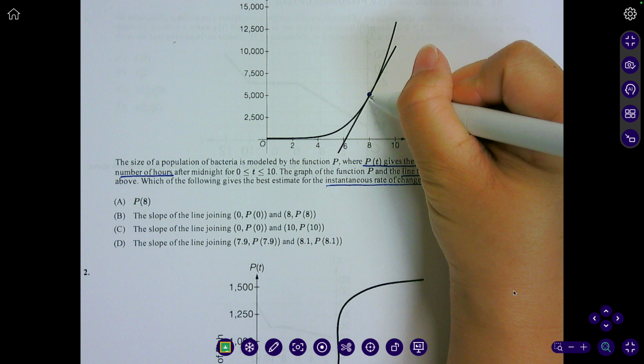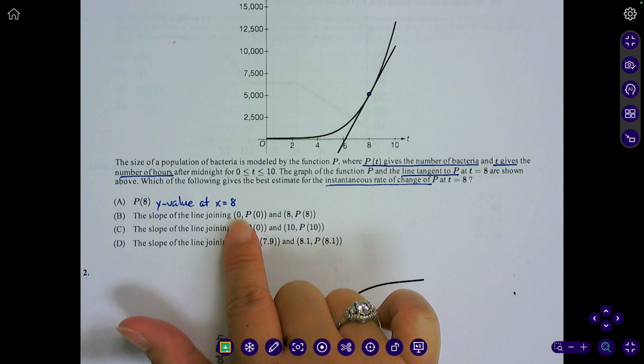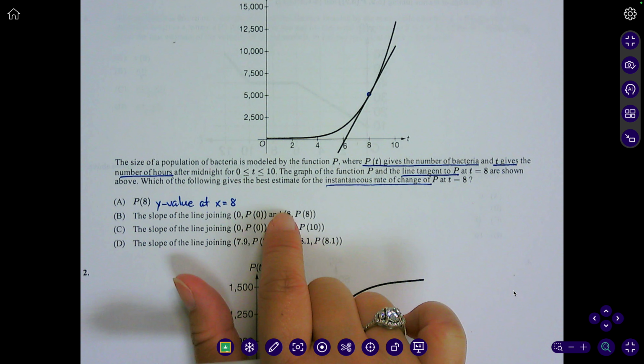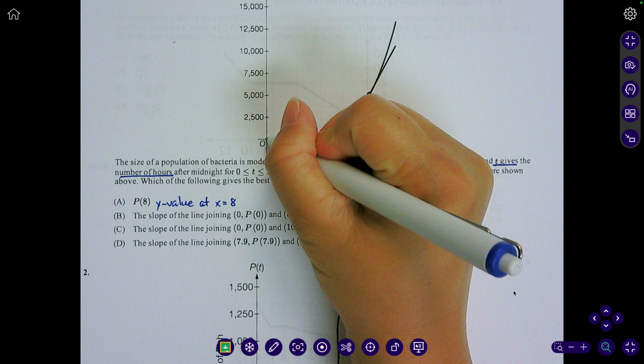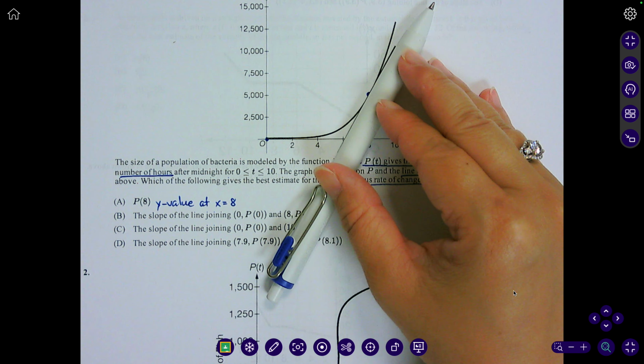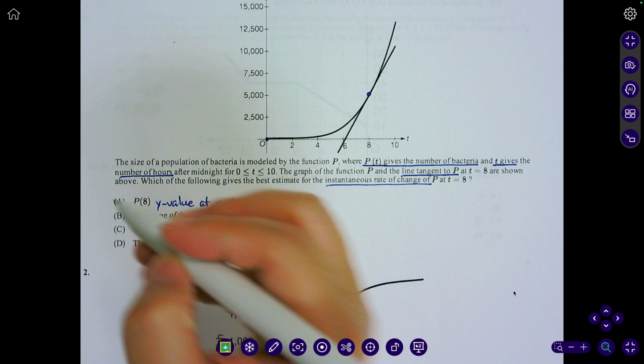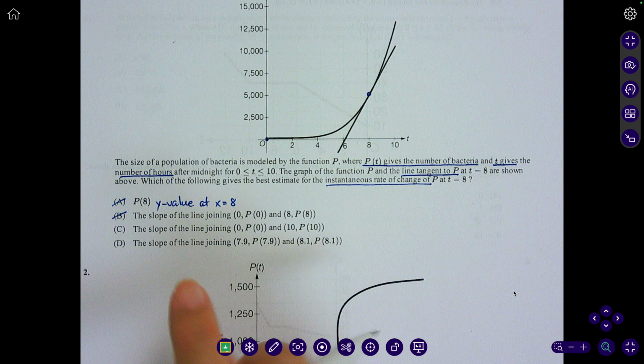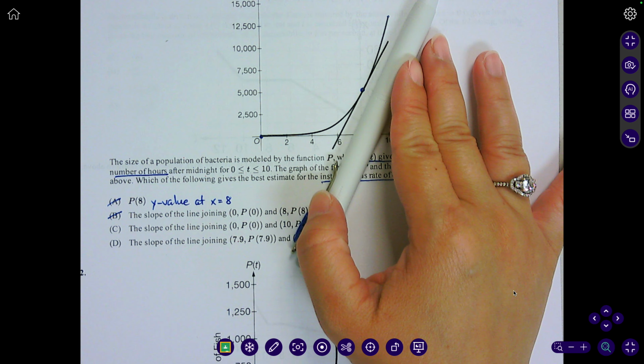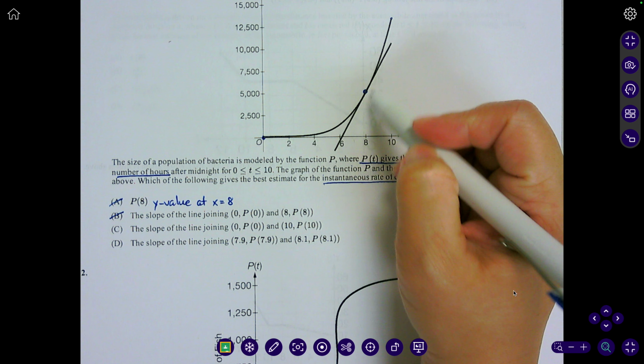I don't want to use B because I'm using point 0 and 8. So if this is point 0, and this is 8, if I were to draw the secant line, do you guys see that this slope is not the same as the one that I want to find? You see that? So that's out. The slope of the line joining 0 and 10. Well, 10 is up here. So again, one more time, if I were to draw my secant line in this case, you're going to see that this slope and this one, they're not the same. So I want this tangent line.